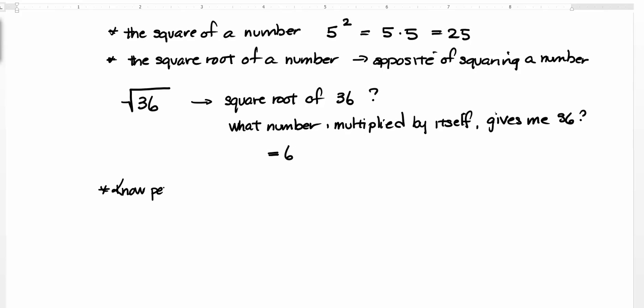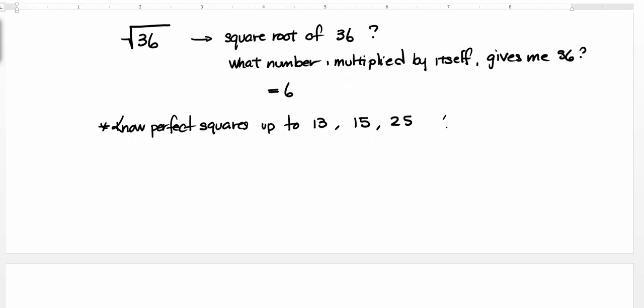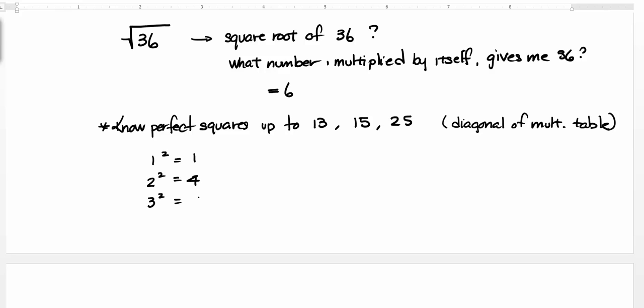So know your perfect squares, I'd say up to about 13. And then you want to know maybe 15 and 25. Those are all convenient ones to know. Basically these are on the diagonal of your multiplication table. So we know 1 squared is 1. These are my perfect squares. 2 squared is 4. 3 squared is 9. Keep going. 6 squared is 36. 9 squared is 81. So these are all my perfect squares. 4 squared, I get 16. 5 squared, I get 25. These are all good numbers to know.